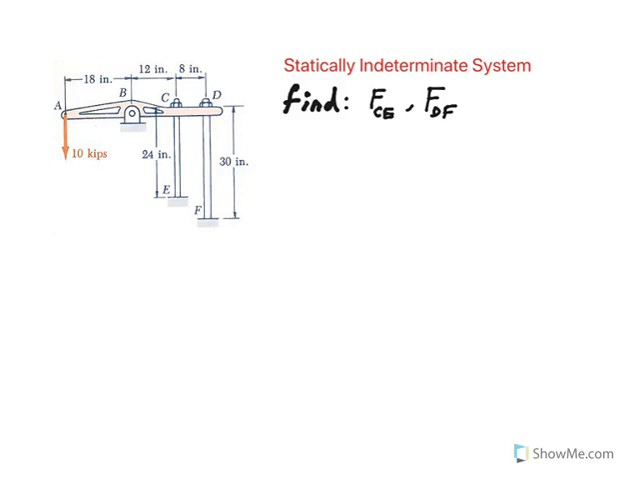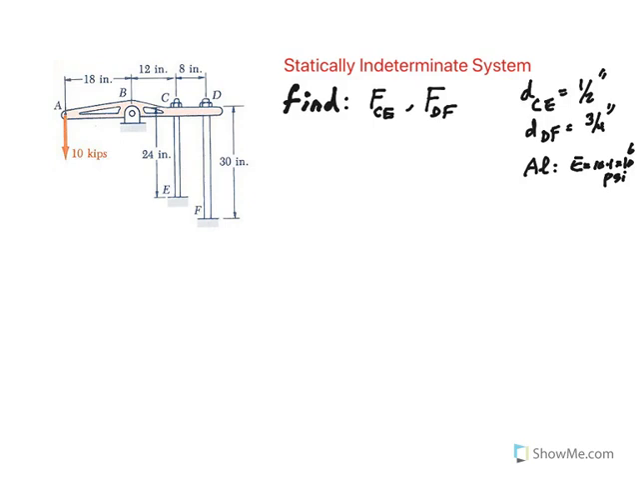So we know that bar CE has a diameter of 1/2 inch. And let's say bar DF has a larger diameter, so it's 3/4 of an inch. But let's say both bars are made of the same material. They're made of aluminum with a modulus of elasticity of about 10.1 times 10 to the 6 psi. So both bars CE and DF are made of the same material.